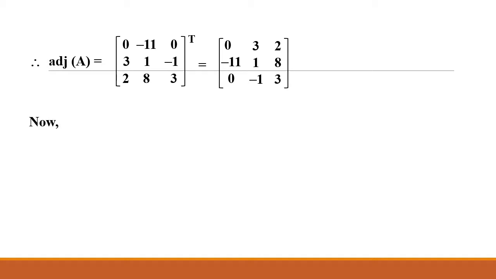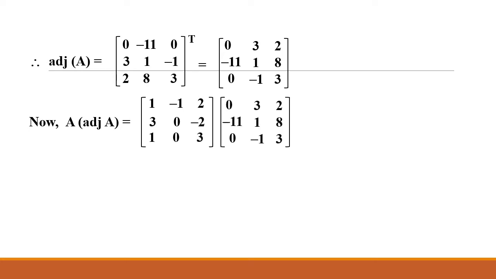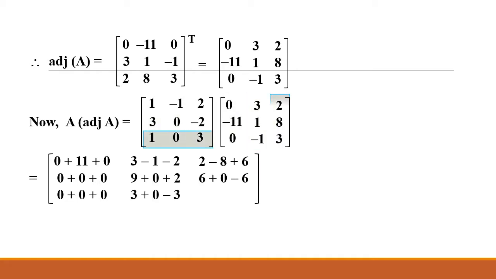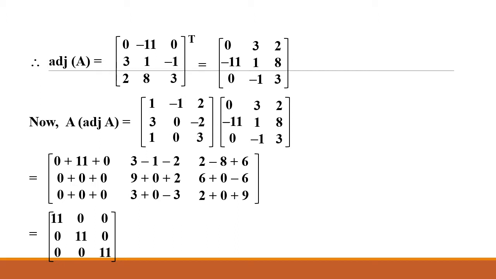So we will verify the other two parts of the equation. First, A into adjoint of A. Matrix A is given, adjoint of A we have obtained. On multiplying these two matrices, we get a 3 cross 3 matrix which equals 11 0 0, 0 11 0 and 0 0 11.